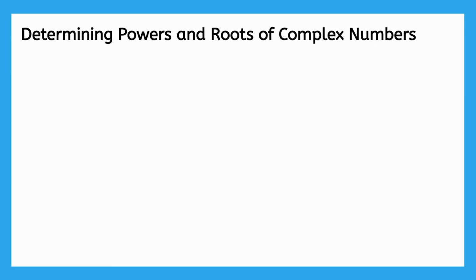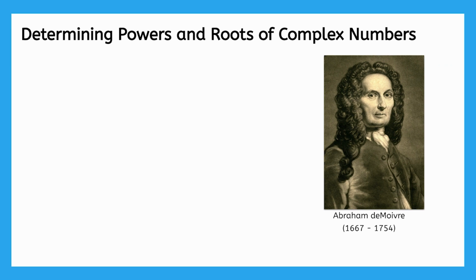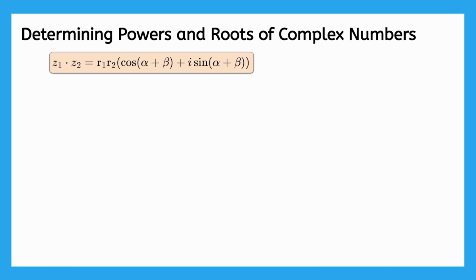The last two operations we'll look at with complex numbers will determine powers and roots. French mathematician Abraham de Moivre was actually one of the first mathematicians to use complex numbers in trigonometry, and he developed the theorem that we will use to find the powers and roots of complex numbers in polar form. Let's use our formula for the products of complex numbers to see how de Moivre arrived at this theorem.